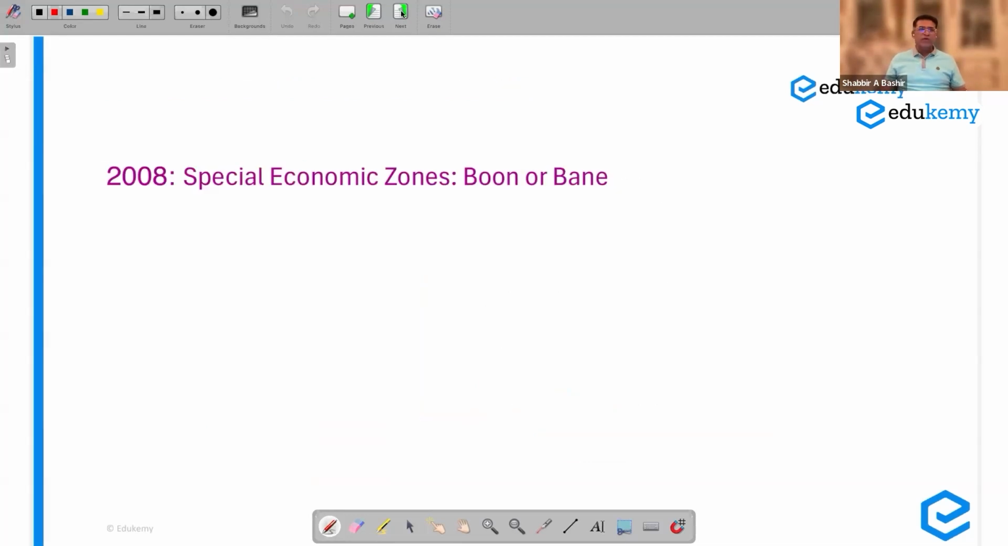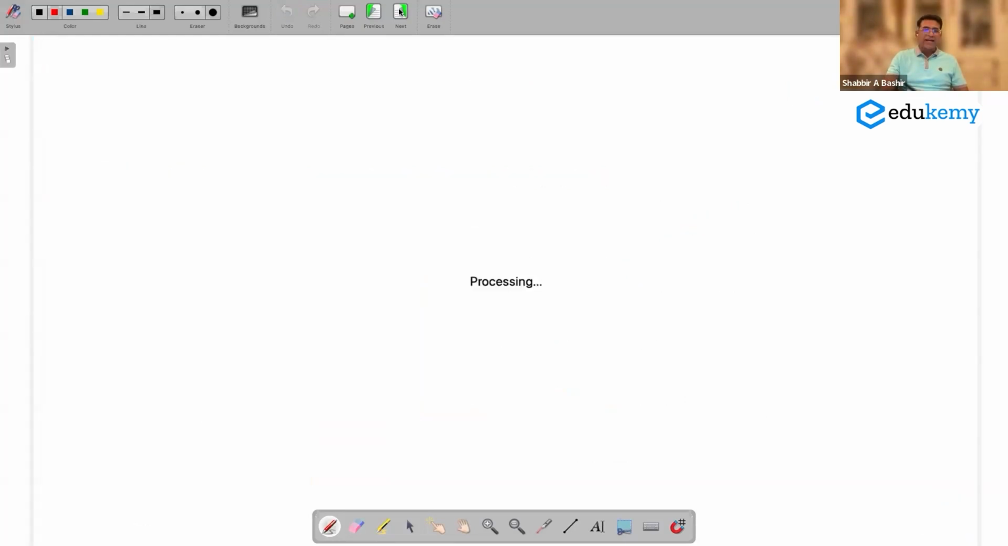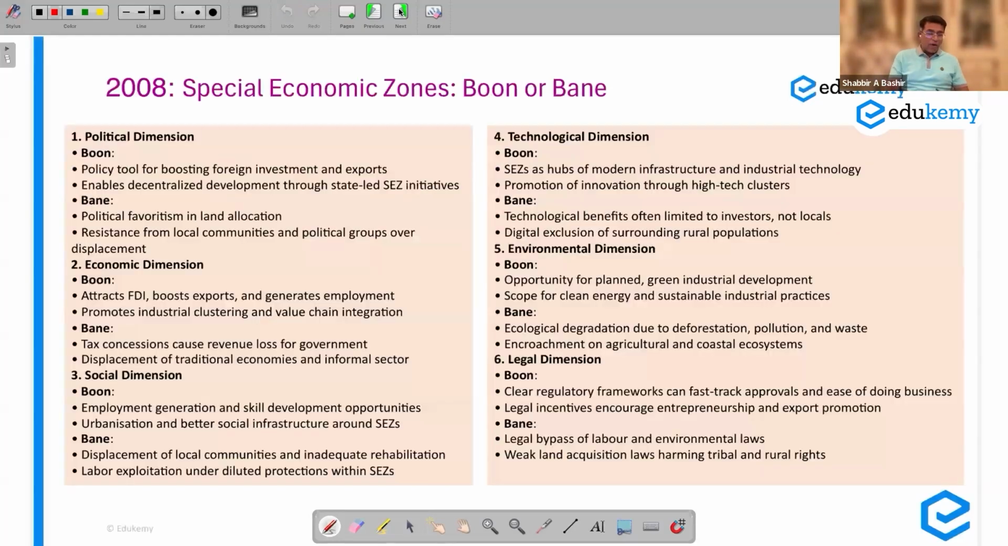Look at another topic, 2008, special economic zones. Are they a boon or a bane? Again, we try to elaborate this using the PESTEL dimension. Look at this slide now. So I have discussed the political aspect. What is the boon? What is the bane? Boons are the positives, banes are the negatives. The economic aspect, what's the boon? What's the bane? Social aspect, the boon and the bane.